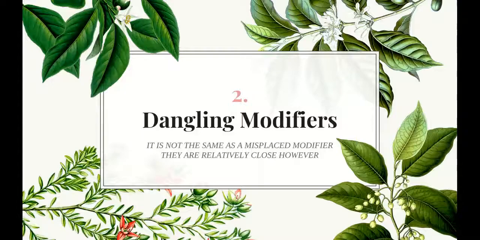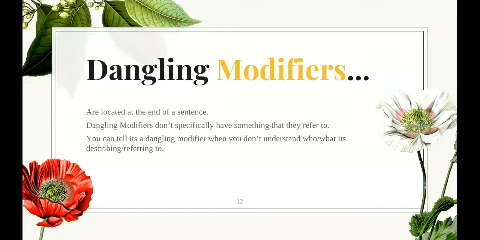Now we're moving on to dangling modifiers. It is never the same as a misplaced modifier. They are relatively close, however. Dangling modifiers are located at the end of a sentence. Dangling modifiers don't specifically have something that they refer to. You can tell it's a dangling modifier when you don't understand who or what it's describing or referring to.